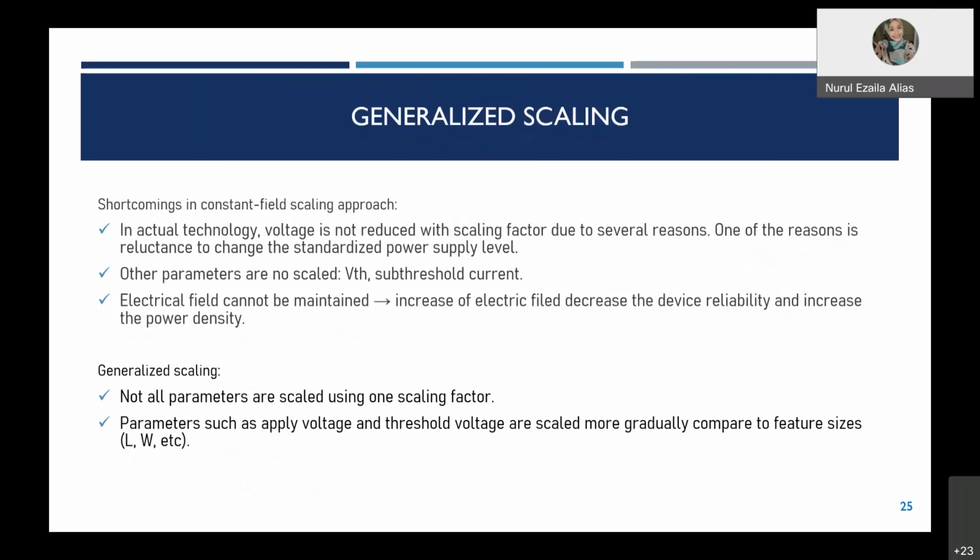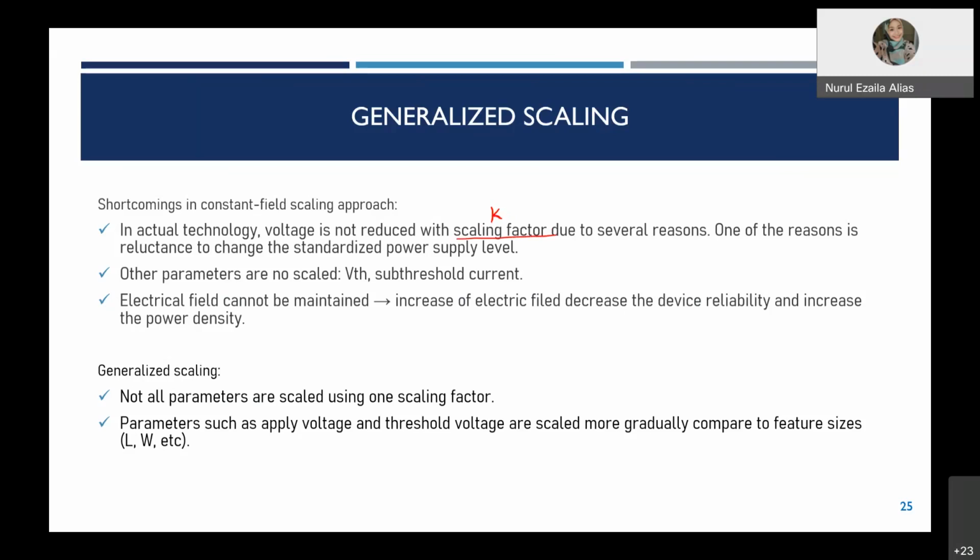If you still remember, generalized scaling has something to do with the short channel effect and also the narrow width effect. There are shortcomings, meaning the limitations in the constant scaling approach just now. In actual CMOS technology now, voltage is not reduced with the scaling factor K, due to several reasons. One of the reasons is reluctance to change the standardized power supply.